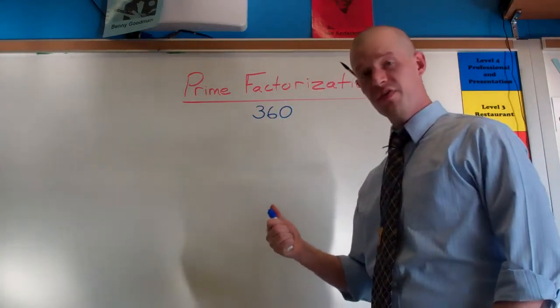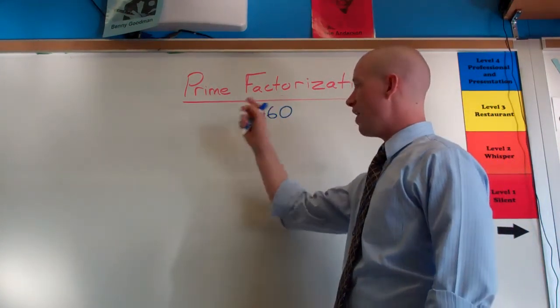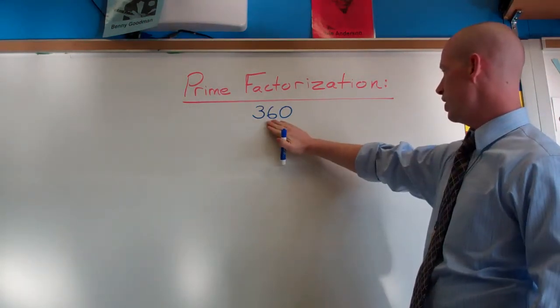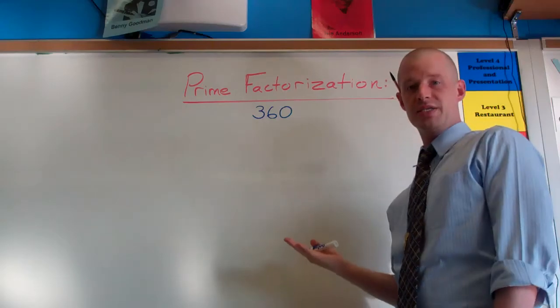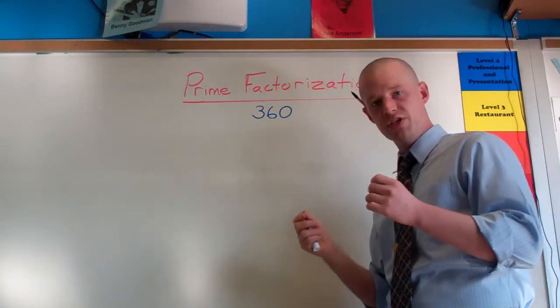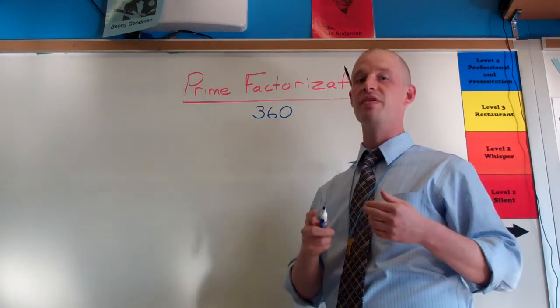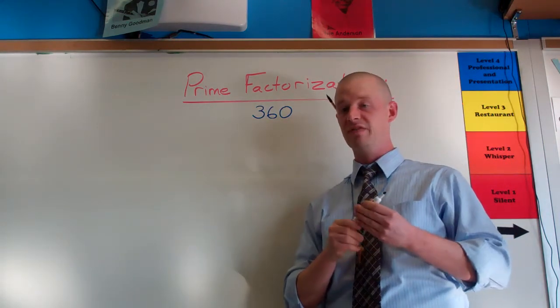Our very first thing that we went over was prime factorization. Prime factorization is going to basically take 360 or any composite number and break it down into its very essential tiny little building blocks, prime numbers. Numbers that can only be divided by 1 and itself evenly.